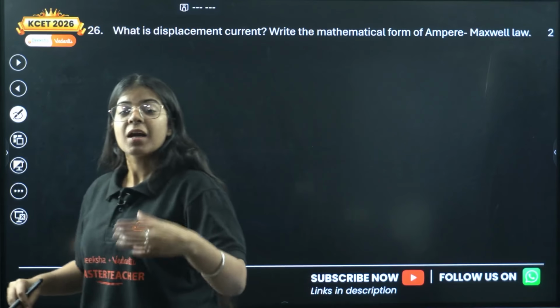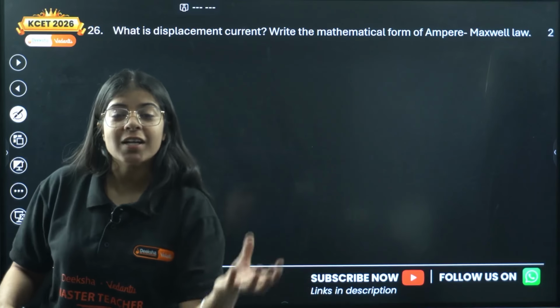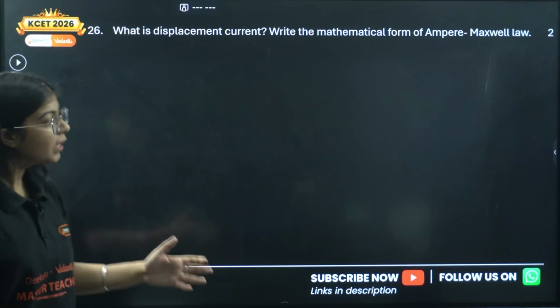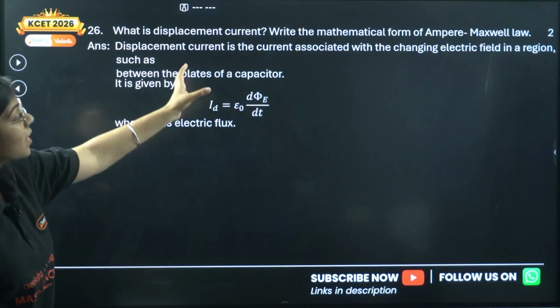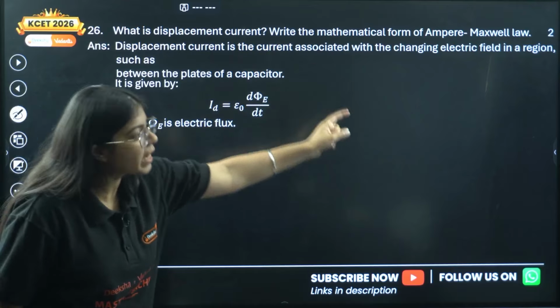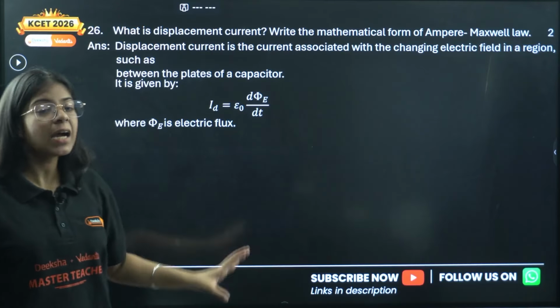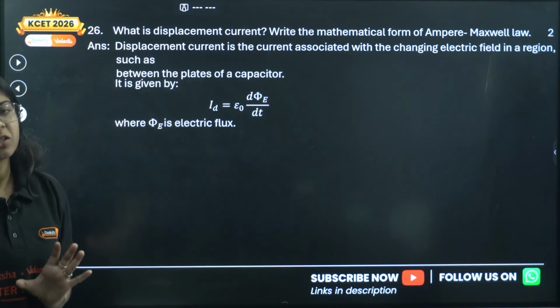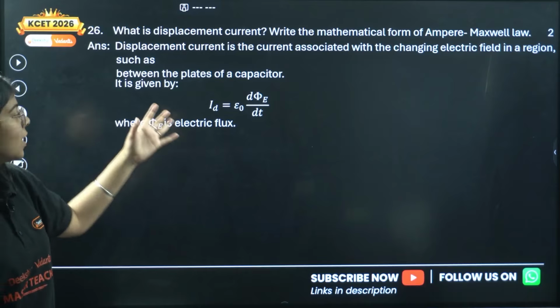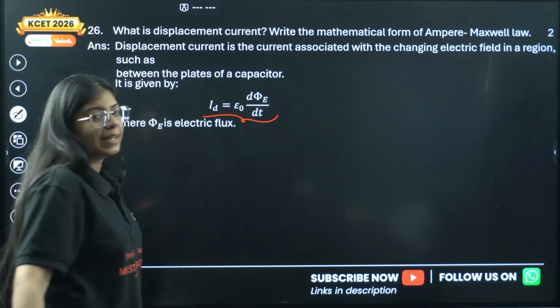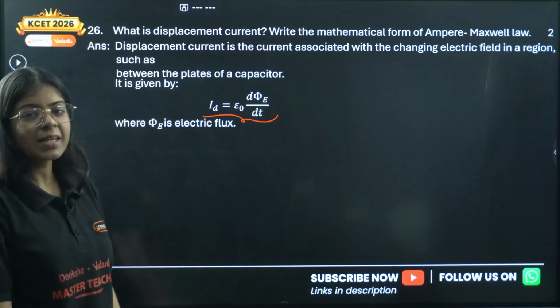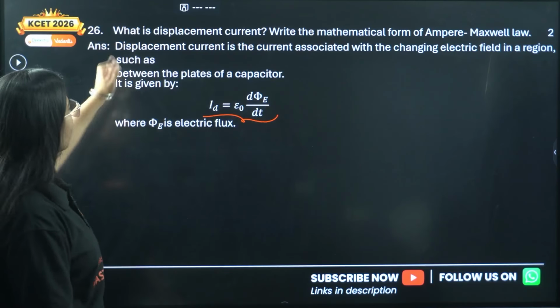Why did it happen? Because of the change in electric field. Between the capacitor, the electric field was changing. Displacement current is the current associated with the changing electric field in a region such as between the plates of a capacitor. Now we know displacement current is basically epsilon naught d phi E by dt. Correct? And where phi is our flux.